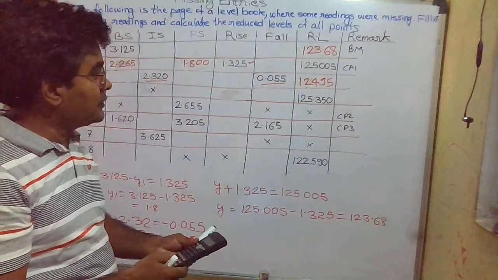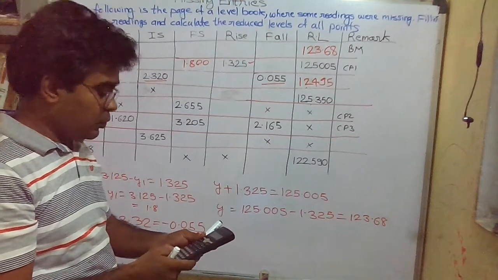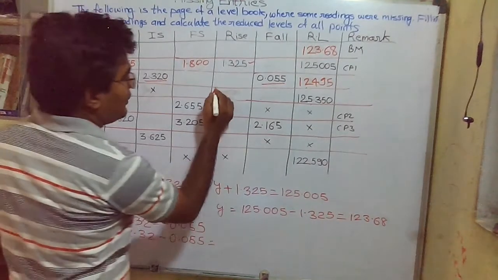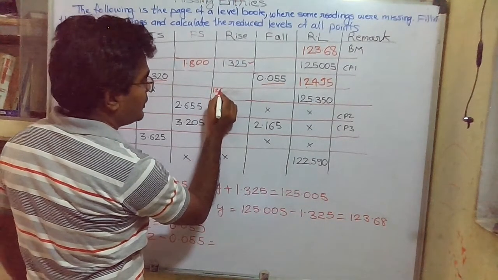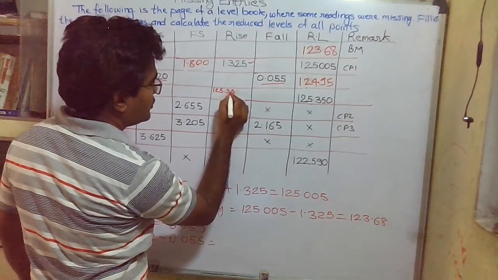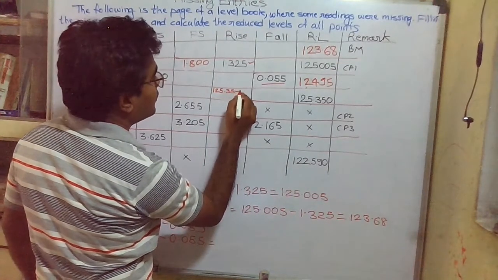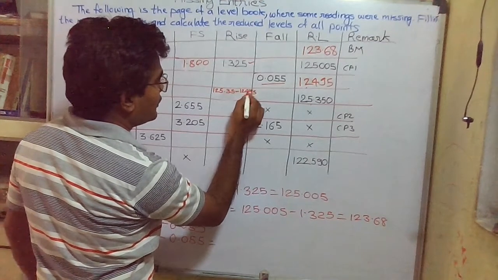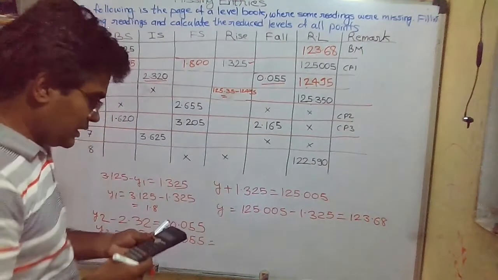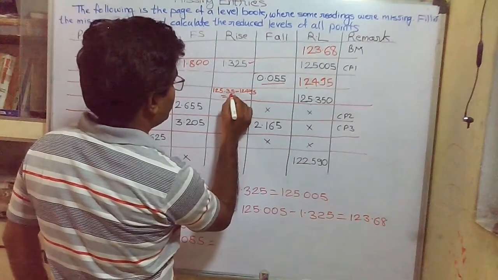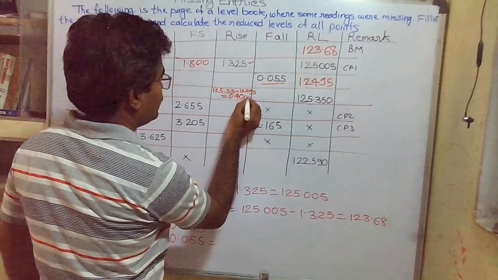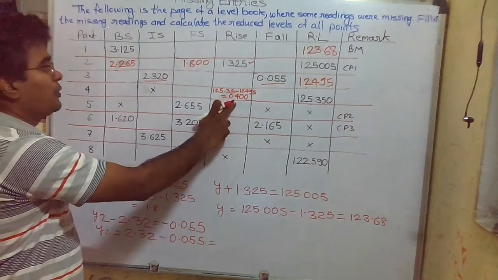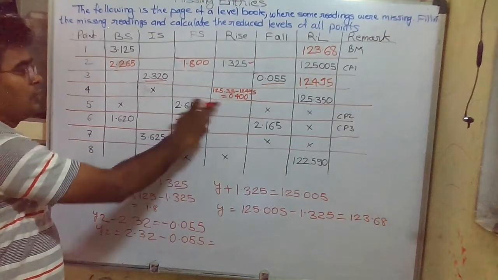So we can find it out: 125.350 minus 124.95. Here I will write this. So this is the first problem. 125.350 minus 124.95, and we are getting 0.4. So here we got a rise of 0.400.